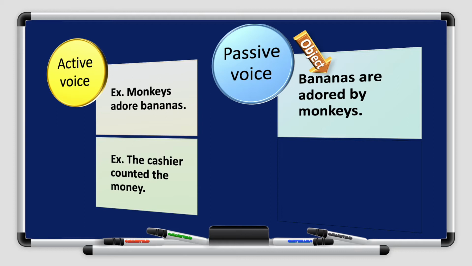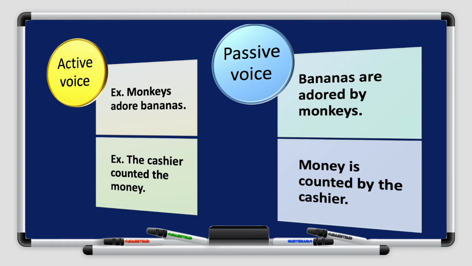When it comes to the passive voice, let's take the same examples and see how they are written in the passive voice. You have: Bananas are adored by monkeys. What did we start with here? We started with something else. We started with the object, followed by the verb, followed by the subject. So we switched the place of the subject and the object. Money is counted by the cashier. Same thing. We started with the object, money, counted, our verb, and finally cashier, our subject.